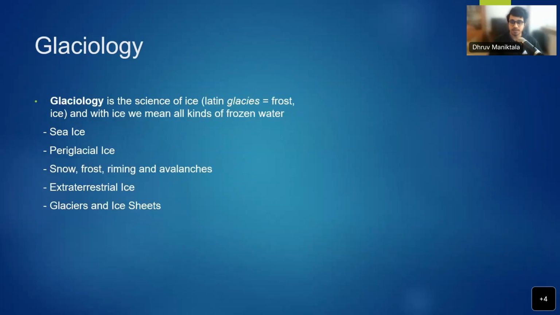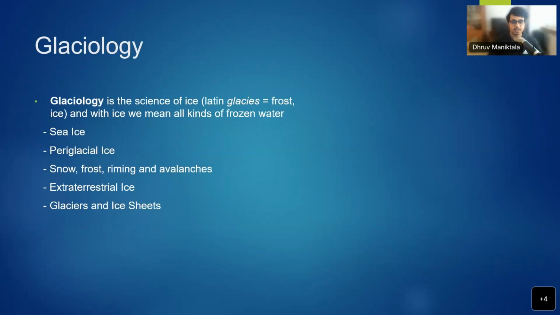And what is glaciology? Glaciology is the science of ice. And with ice, we mean ice in all kinds of forms and all sorts of frozen waters. It can be sea ice, periglacial ice, snow, frost, avalanches, extraterrestrial ice, glaciers, and ice sheets. In this lecture, we will mostly focus on glaciers and ice sheets because they're a topic in themselves.